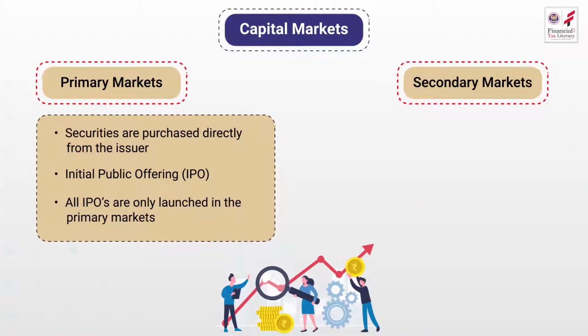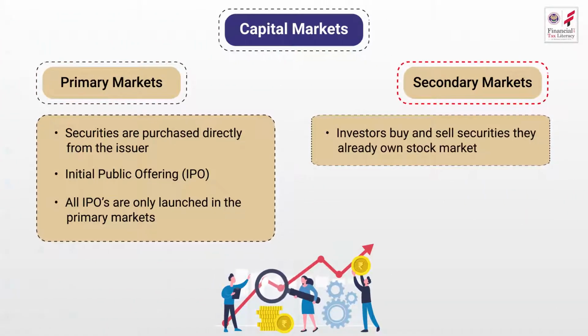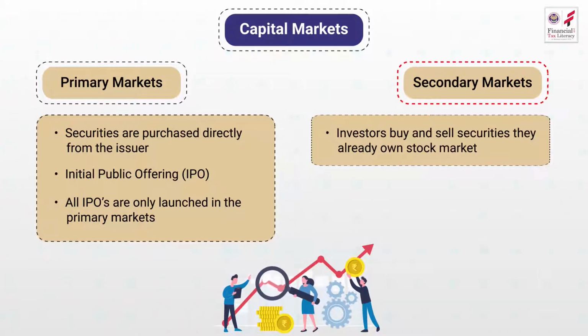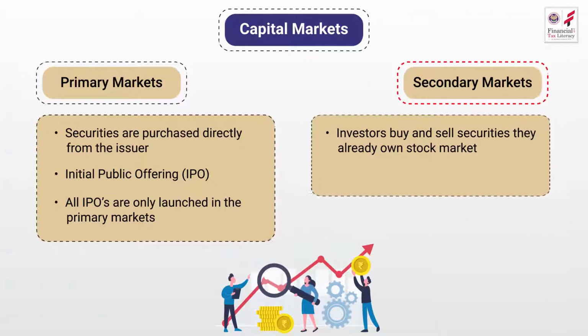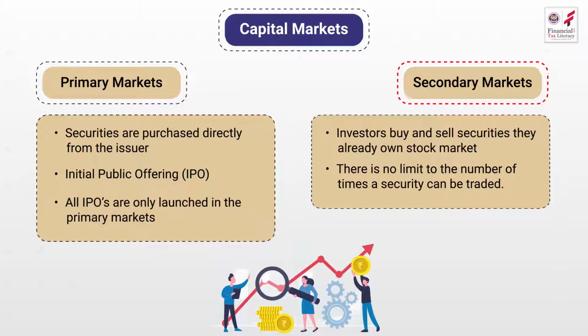The secondary market is where investors buy and sell securities they already own. It is also known as the stock market. In secondary markets, there is no limit to the number of times a security can be traded.